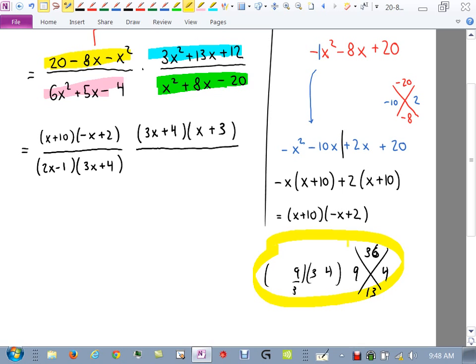That's 3x squared, let's see, 9, 13, 12. Yeah, so that does work. Is that all right? I'm kind of waving my hands at this and not really showing the work on that factoring. Okay, then the one on the bottom, this one should be easier.